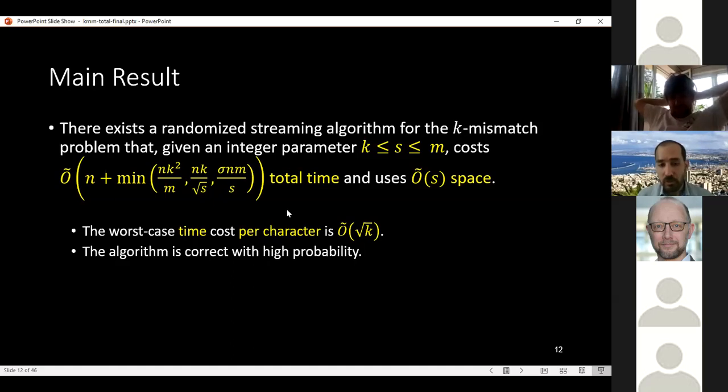And it's important to say that the worst case time per character still matches the algorithm of Clifford et al. That takes O tilde of square root k time per character, which means that we don't pay in the cost per character in order to achieve this improvement in the total time.